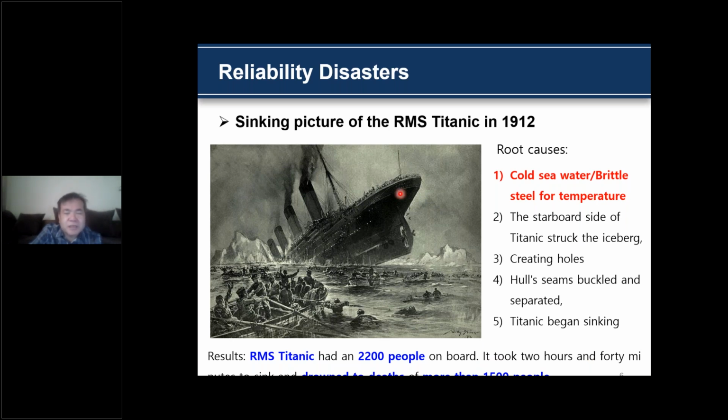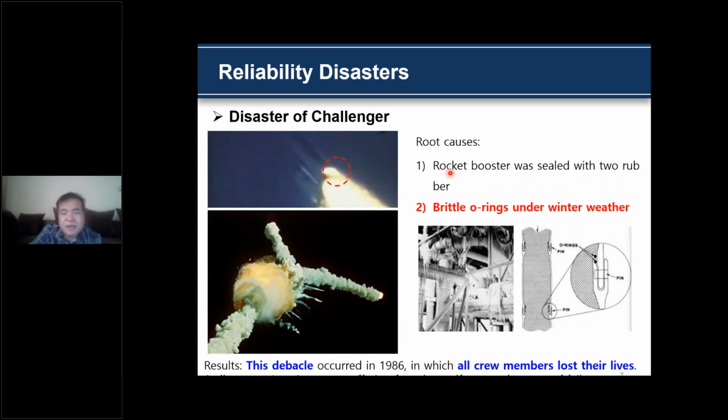This is the disaster of the Challenger. It came from the rocket booster being sealed with two O-rings. The O-ring became brittle under the cold weather. This tragedy occurred in 1986. All crew members lost their lives. Sadly, most of the American people suffered a loss of self-esteem because of this failure.